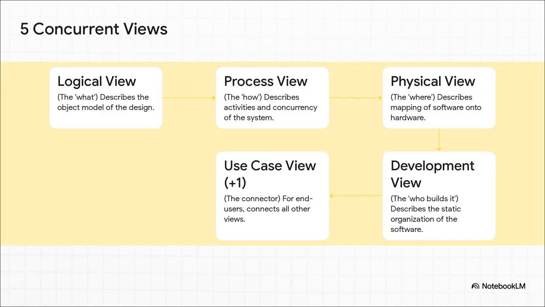So here they are, the whole set. First, you've got the logical view. That's the what. It's the blueprint of the objects, like that class diagram we just saw. Then there's the process view, which is all about the how. This map shows how things interact, like how scanning your boarding pass at the gate triggers a check-in at the baggage system.